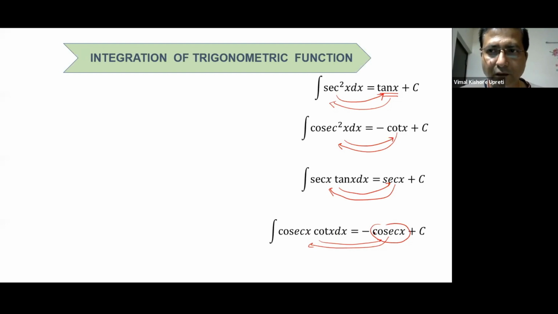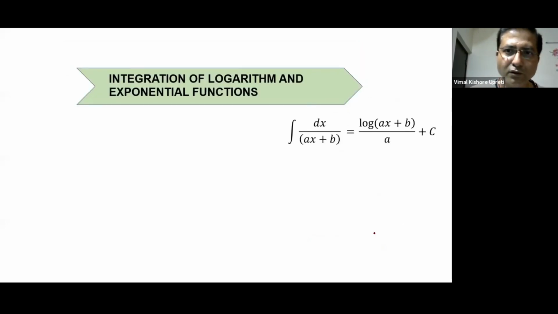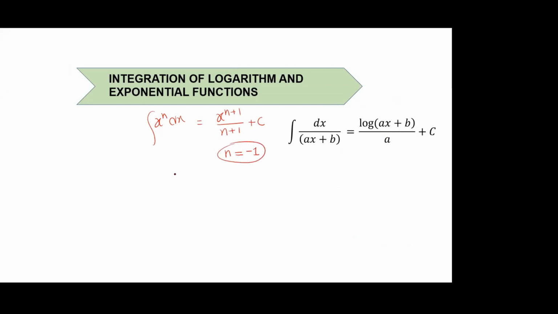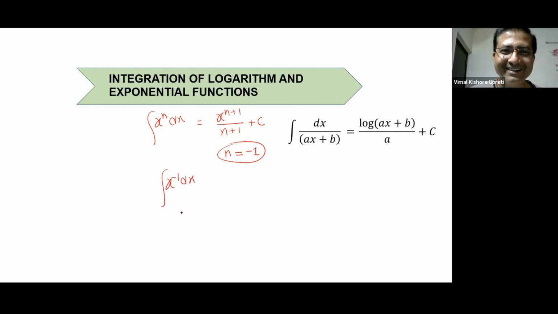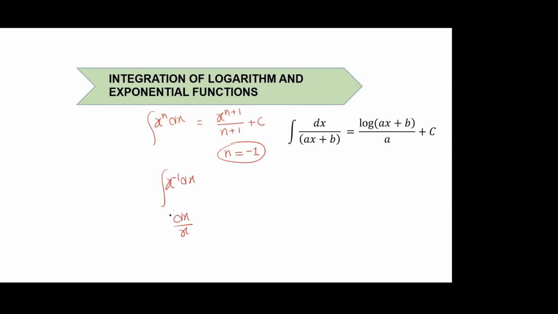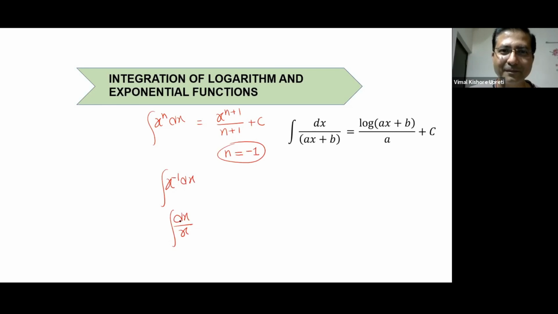Then comes the logarithmic and exponential functions. See, I said the integration of x to the power n is x to the power n plus 1 divided by n plus 1 plus a constant, where n should not be equal to -1. So what happens when n is equal to -1? Undefined. The formula will be different then. 1 by x, log x. Yes, very good. So the integration of 1 upon x is ln x, meaning natural log x.